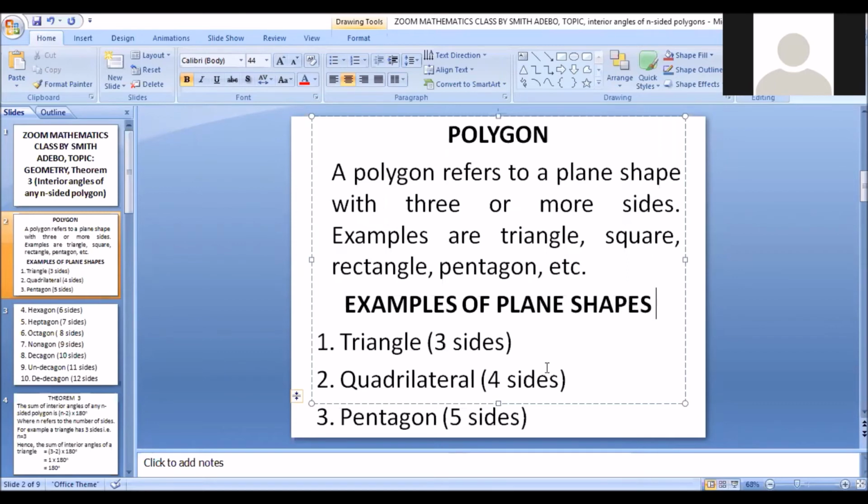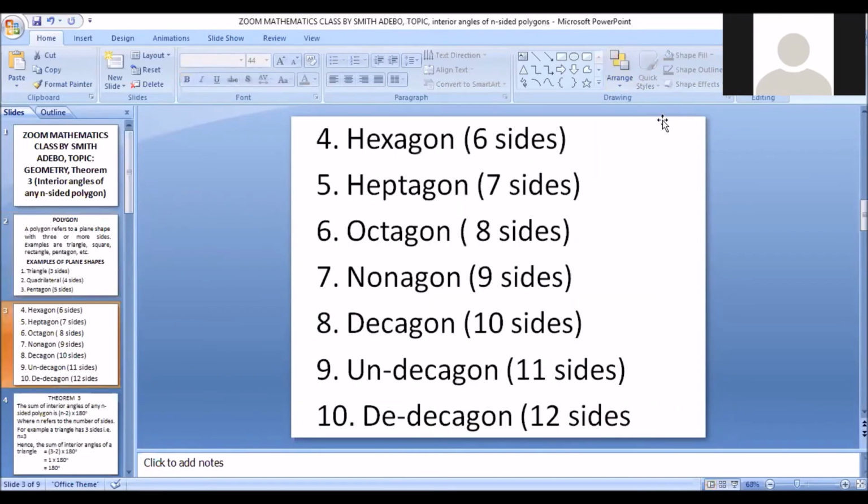Now, we have a pentagon also. A pentagon has 5 sides. Any plane shape with 5 sides is called a pentagon. We have hexagon, 6 sides. We have heptagon, 7 sides. We have octagon, 8 sides. We have nonagon, 9 sides, and we have decagon, 10 sides. Then hendecagon, 11 sides, and dodecagon, 12 sides.